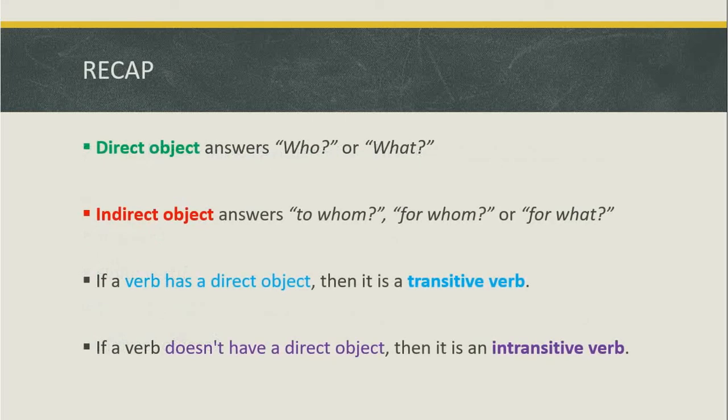So to recap, a direct object I find by asking who or what after the verb. An indirect object I find by asking to whom, for what after the verb. And by the way, if that verb in the sentence is connected to a direct object, that verb is a transitive verb. If there's a verb in a sentence and it doesn't have a direct object connected to it, that verb is known as an intransitive verb. And I hope that has helped you and that you'll never forget this information.